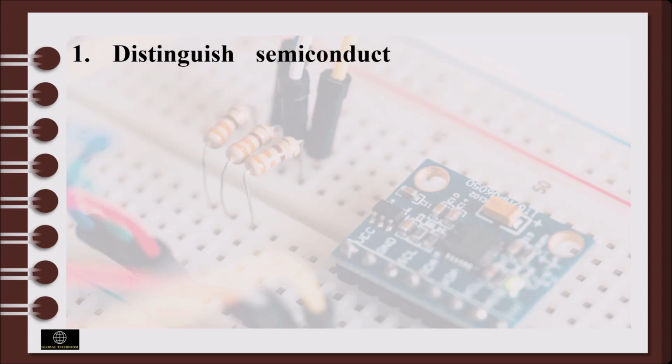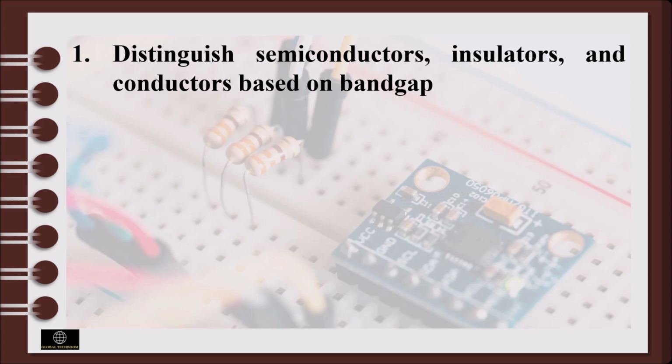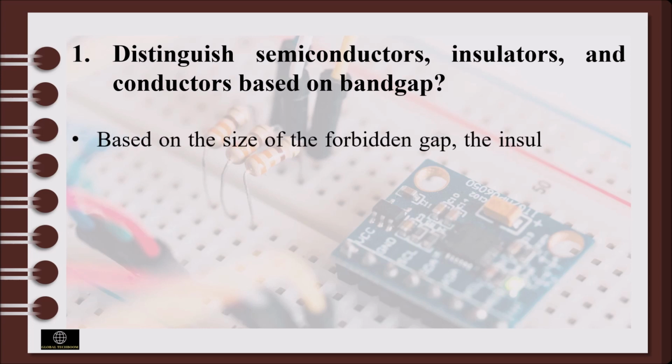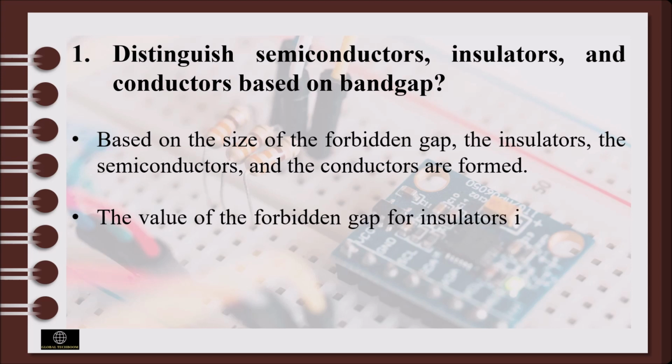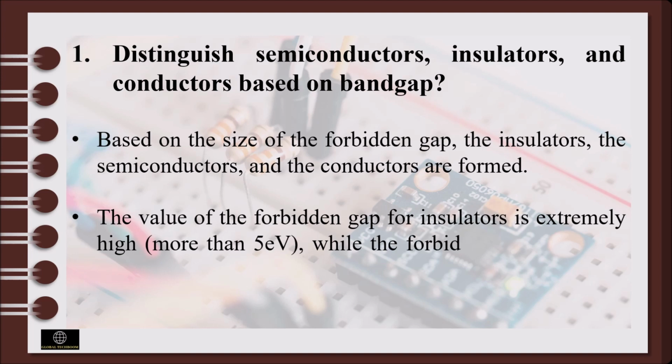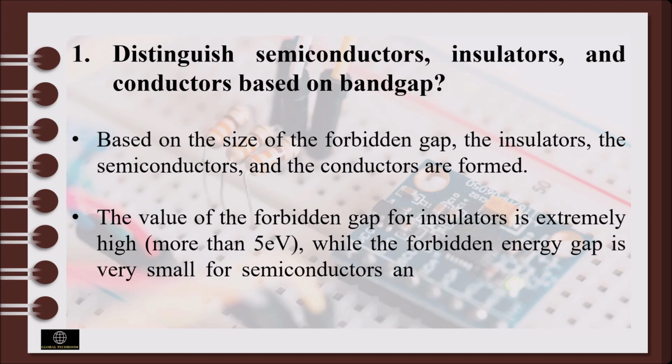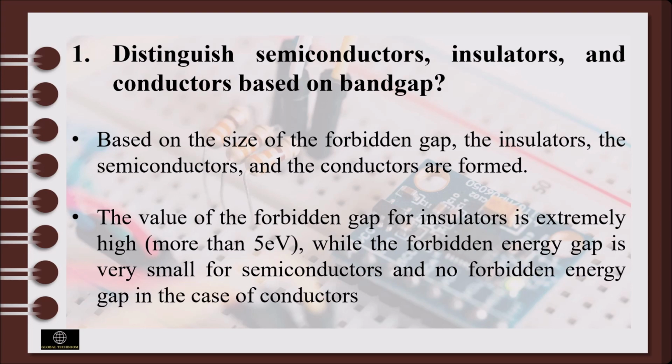Distinguish semiconductors, insulators, and conductors based on band gap. Based on the size of the forbidden gap, the insulators, semiconductors, and conductors are formed. The value of the forbidden gap for insulators is extremely high, that is more than 5 electron volt, while the forbidden energy gap is very small for semiconductors and there is no forbidden energy gap in the case of conductors.